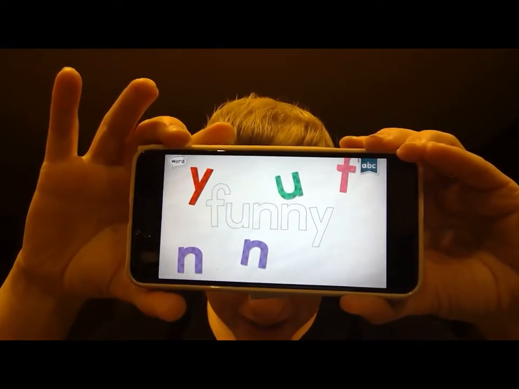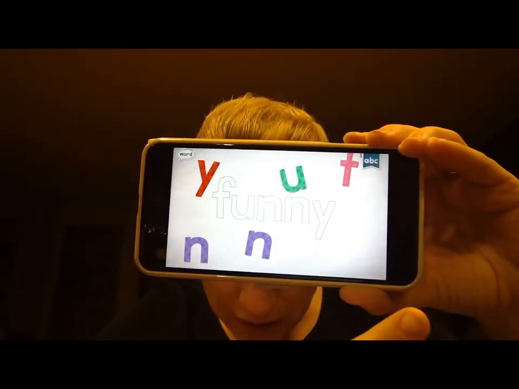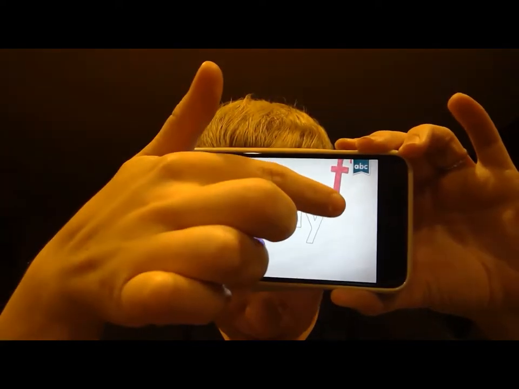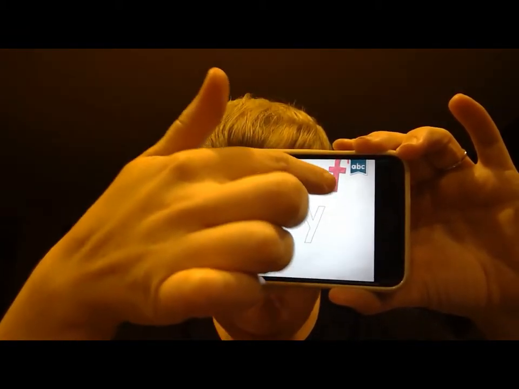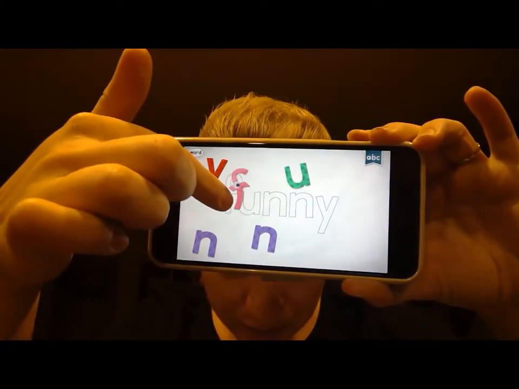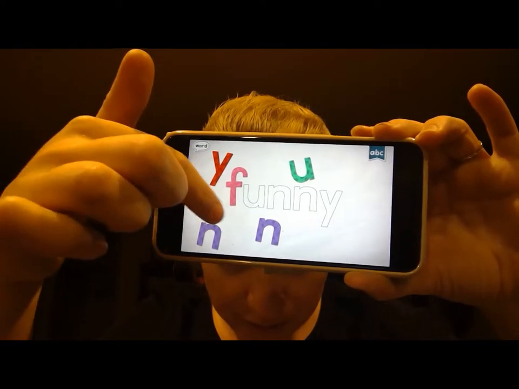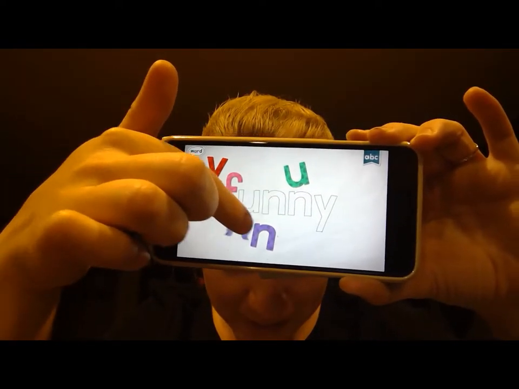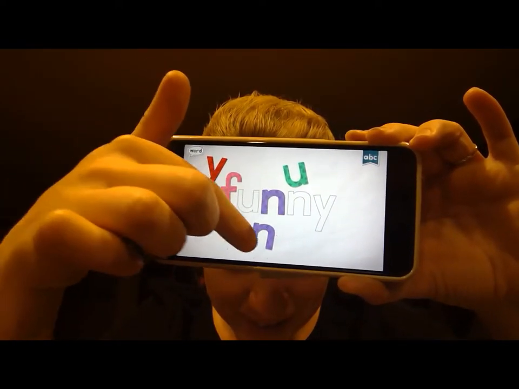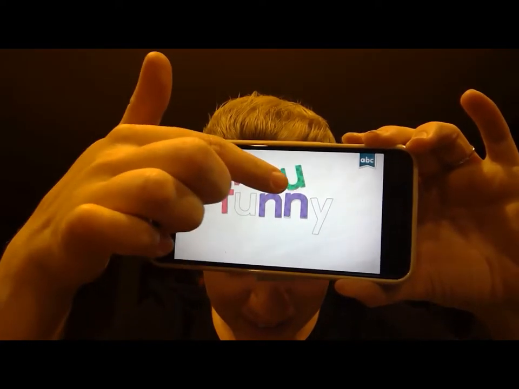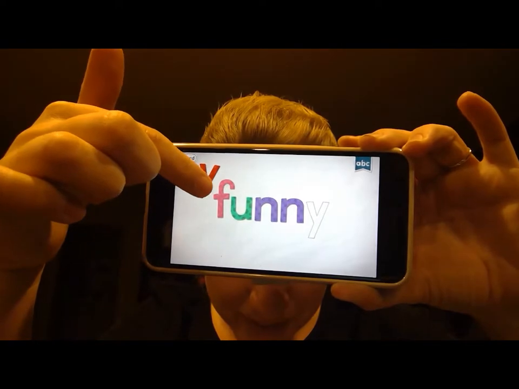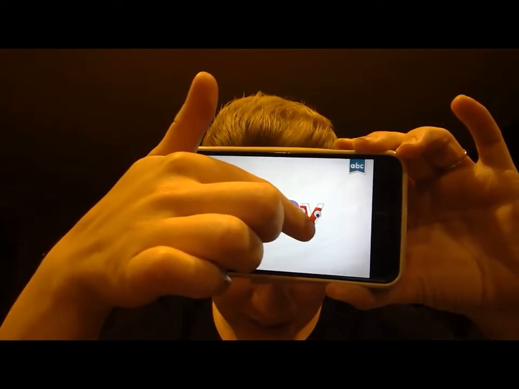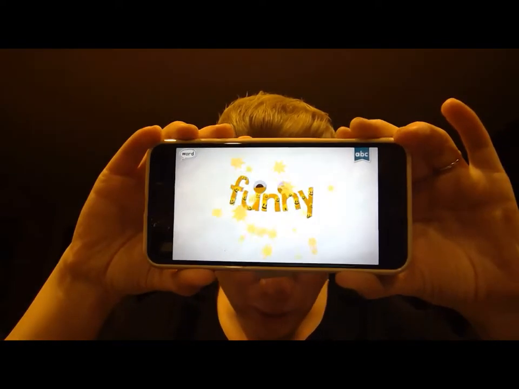So you can see the activity has children move the letters into place, which is like a little puzzle for them. But as they're moving the letter, it makes the letter sound. I'm trying to do this upside down. And now you have the whole word.